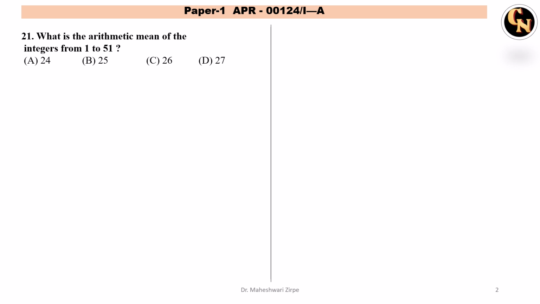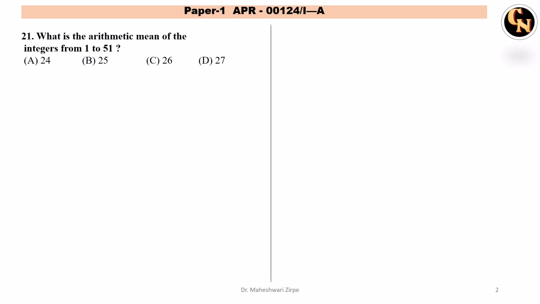So the first question for Part 2 is question number 21. We are going to solve, that is, what is the arithmetic mean of the integers from 1 to 51? So basically such numericals are asked in most of the competitive exams. How they have to be solved, let me tell you the trick.